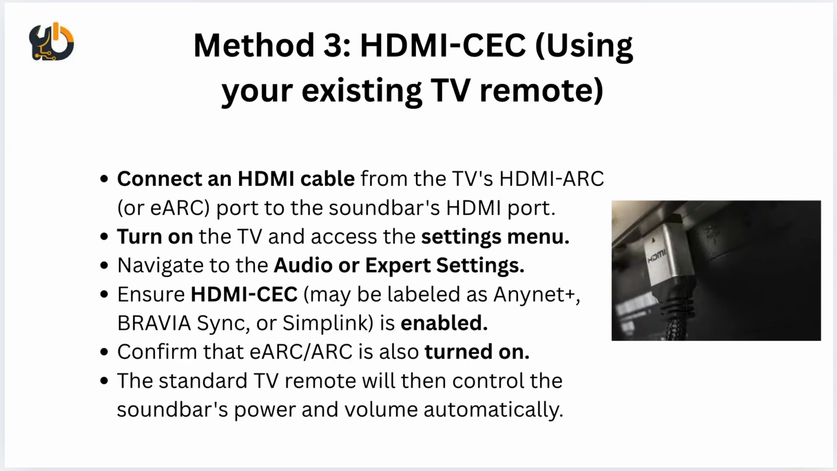Third method is HDMI CEC, using your existing TV remote. Connect an HDMI cable from the TV's HDMI ARC port to the soundbar HDMI port. Then turn on the TV and access the settings menu. Then navigate to the audio or expert settings.